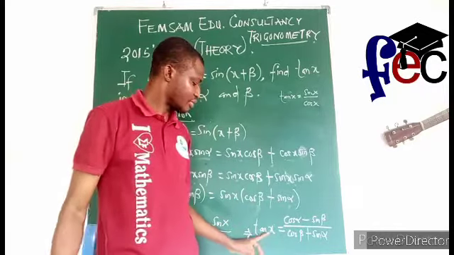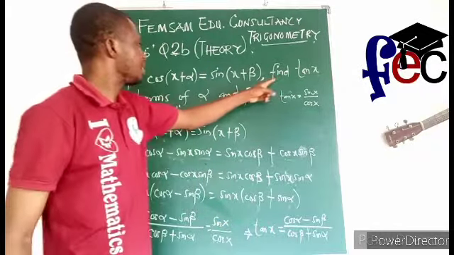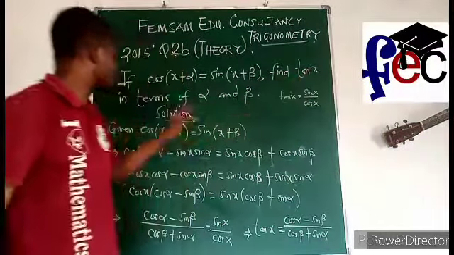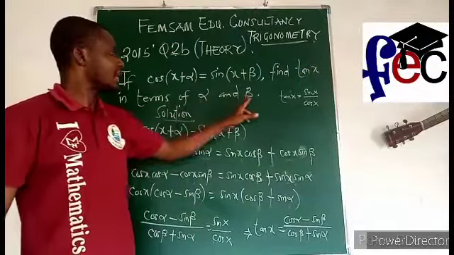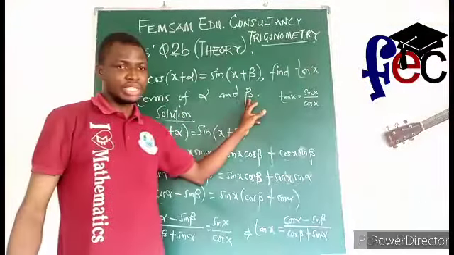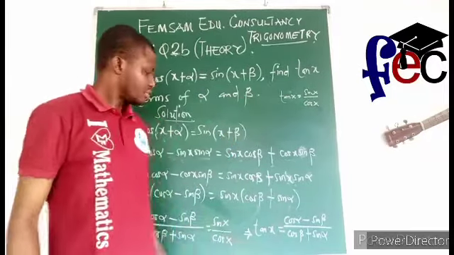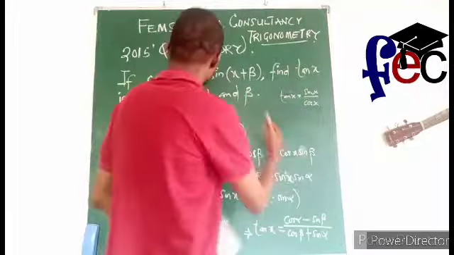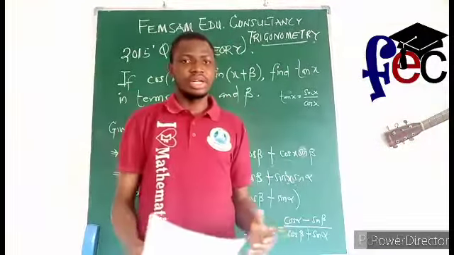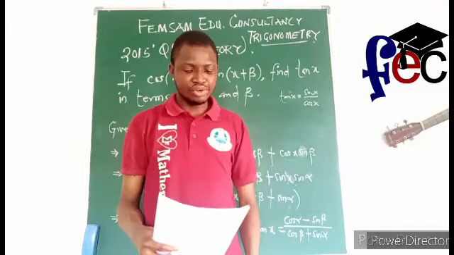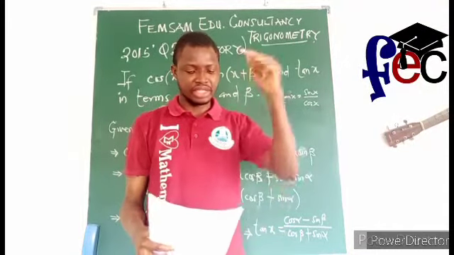So this is an expression for tan x. So we have been able to write tan x in terms of what? Alpha and beta. I hope that is clear. So that's just the solution to that particular question. We still have more questions to solve in the next video.